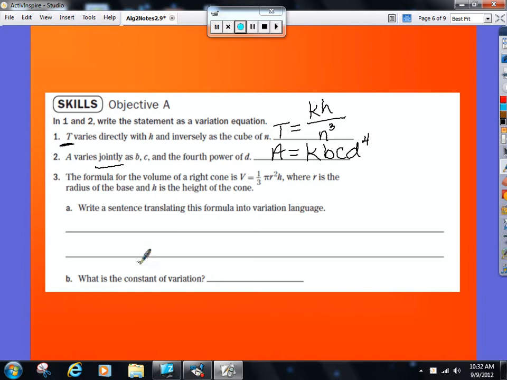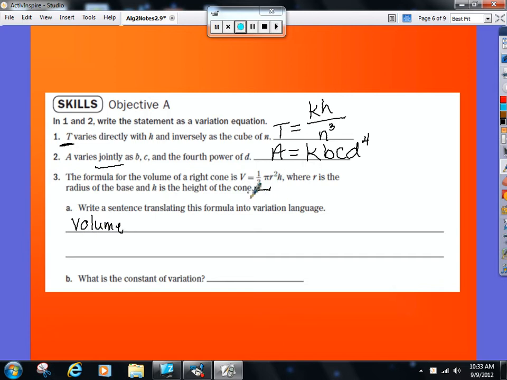We did it. Okay. Now we're going to take the equation and we're going to write it with words. The formula for the volume of a right cone is V equals 1/3 pi r squared h, where r is the radius of the base and h is the height of the cone. We are going to write it using variation language. Okay, notice up here we have K. This time they actually tell us the K, but we don't have to put that into our words. Okay, so we're going to start with volume, or V. If you would have put V, that would have been fine.